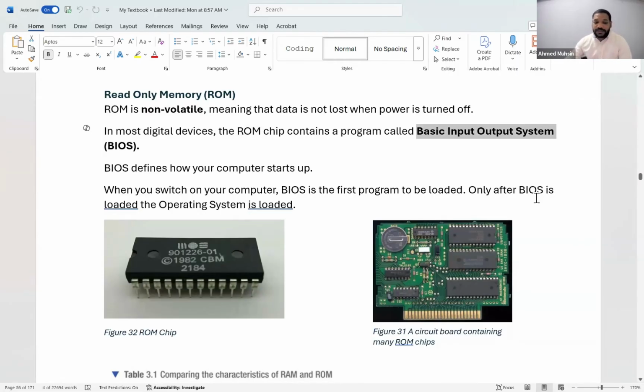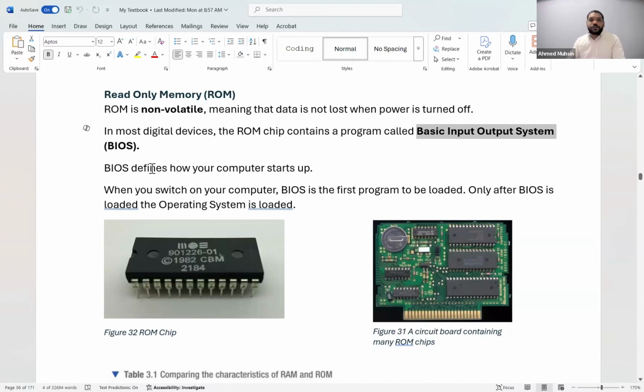Now, everybody, read the next sentence. What does BIOS do? Tells your computer how to start up. So, guys, your ROM chip has only one function. What's that function? To tell your computer how to start up. So if ROM is not there, can your computer even start up? If your ROM chip is not working properly, or is not there, your computer cannot even start up. Are we okay with this? Now, guys, when you switch on your laptop, what is the first thing that loads?